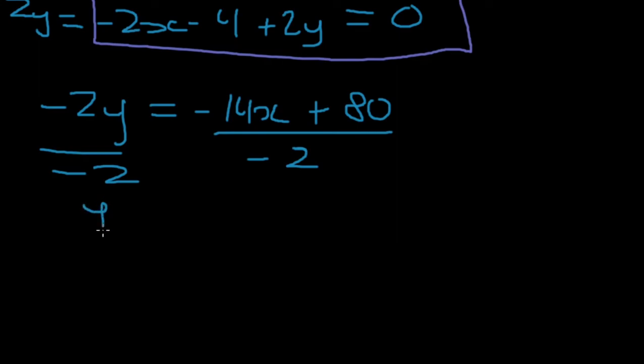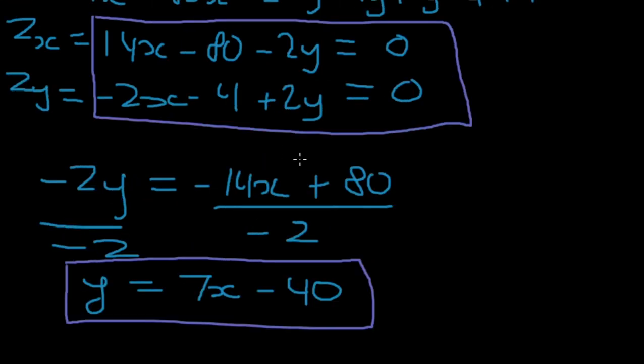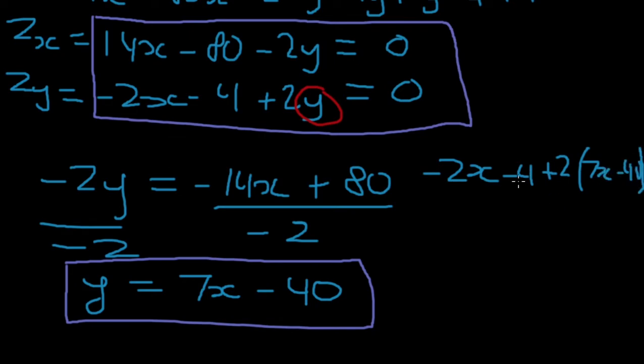So we'll have y is going to be equal to 7x minus 40. Alright, so now we have a formula for y. We can plug this into the y here in the second formula. So let's do that: negative 2x minus 4 plus 2 times 7x minus 40.